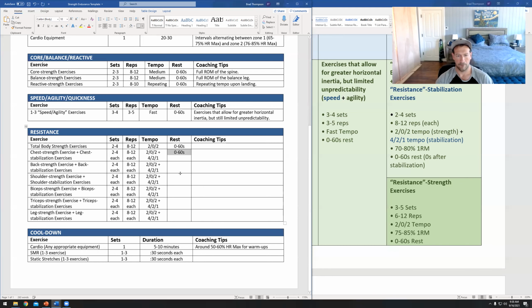All right, that one got a little bit complicated, but any questions on strength endurance? Like I said, that's probably the most complicated OPT version, but how do you guys feel about that one?